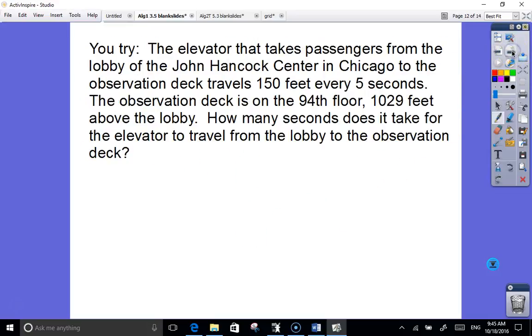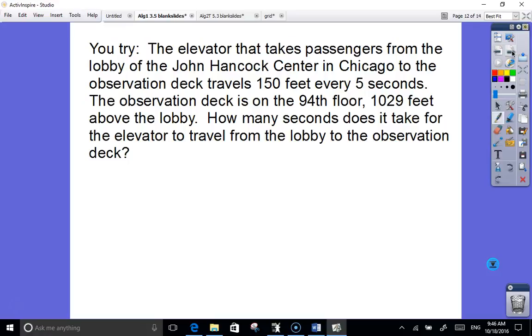And the last one is from my hometown. The elevator takes passengers from the lobby of the John Hancock Center in Chicago to the observation deck. It travels 150 feet for every 5 seconds. The observation deck is on the 94th floor. It's 1,029 feet above the lobby. So how many seconds does it take to go from the lobby to the observation deck? What's the proportion that we need to set up? What's the unknown?